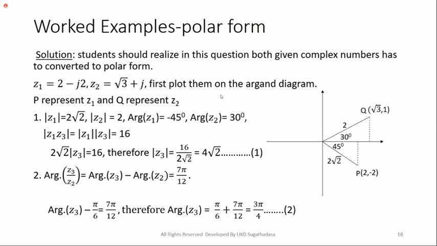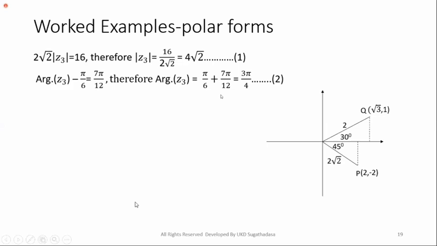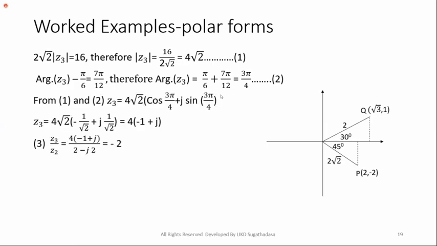Now you see, we have the modular value in equation 1 and the argument in equation 2. Modulus 4 square root of 2, argument 3 pi by 4. What would be the complex number then? 4 square root of 2 times cos 3 pi by 4 plus j sin 3 pi by 4. The results can be seen in the next slide. And this result, you see the two results again repeat, right? Then finally you can write the complex number.